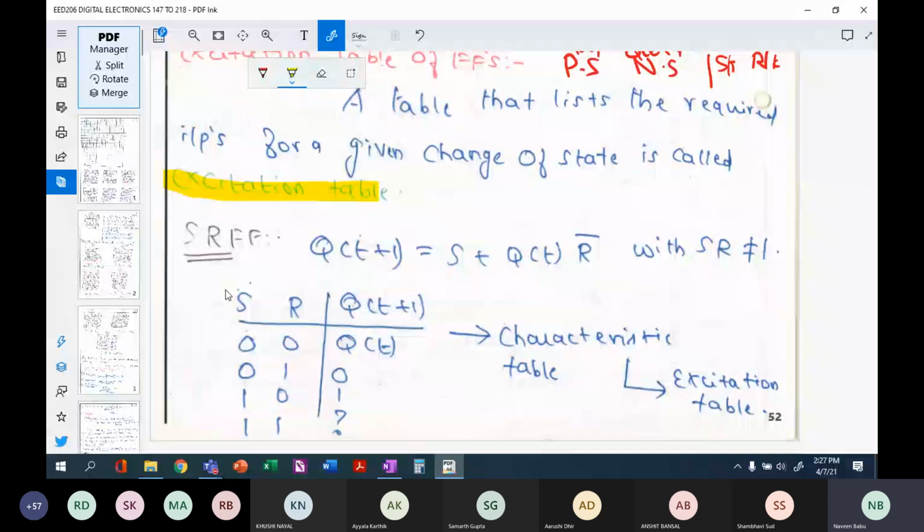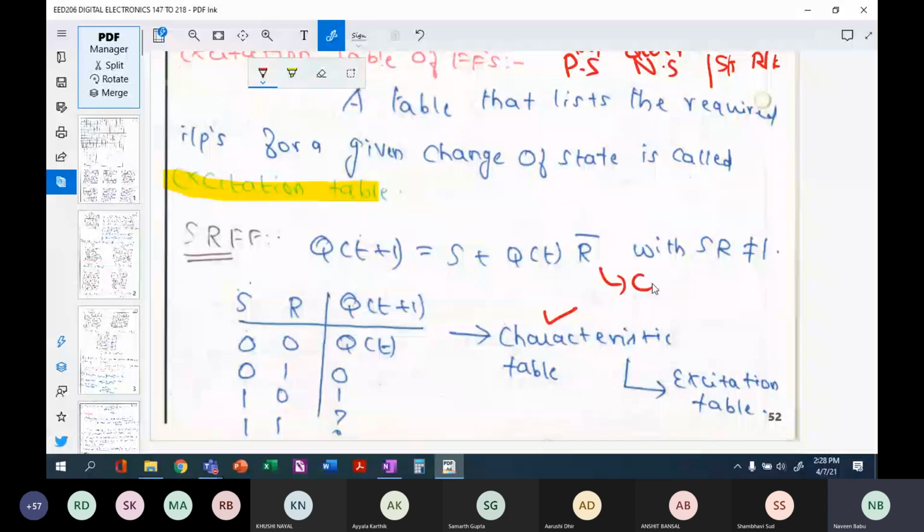So first let us write the characteristic equation for an SR flip-flop. Please remember that you must have all these characteristic equations at your fingertips. You must remember all these equations from the examination point of view. Okay. So your next state q of t plus 1 is given as S plus q of t R bar, where SR is not equal to 1, which is invalid for the last 1-1 combination. So this particular table is called the characteristic table, and this equation is called the characteristic equation.